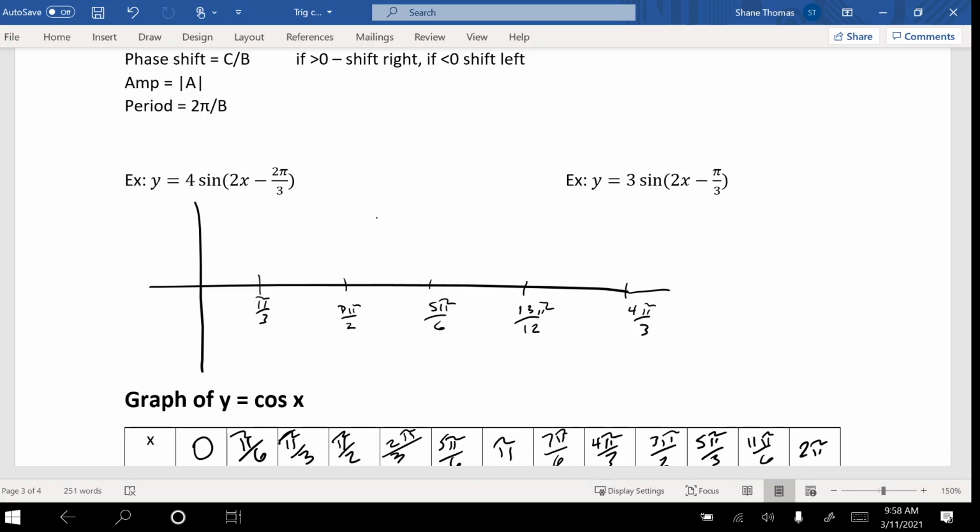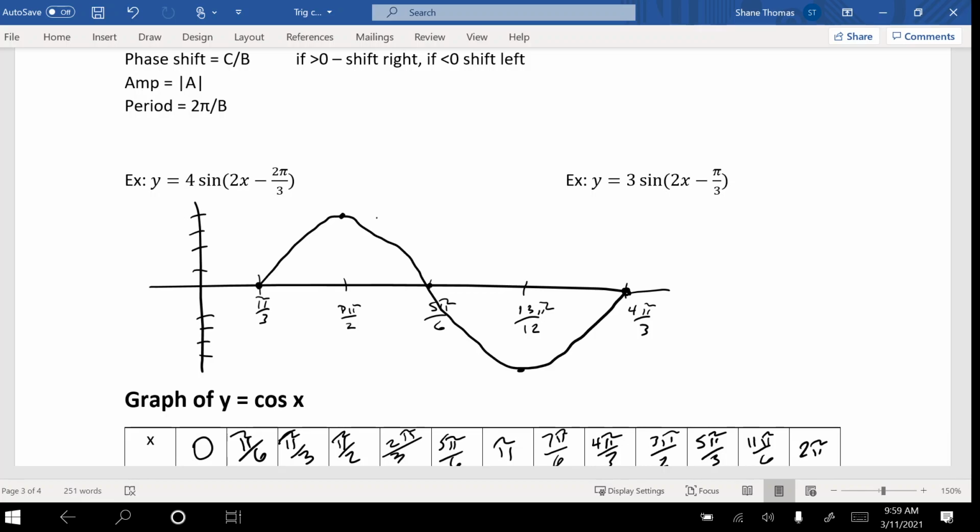I went up to 4, because that's my amplitude. 1, 2, 3, 4. 1, 2, 3, 4. So my first point is here. Max, intercept, min, intercept. Okay, now from there, connect your dots. Remember, it has to be a smooth, continuous line.